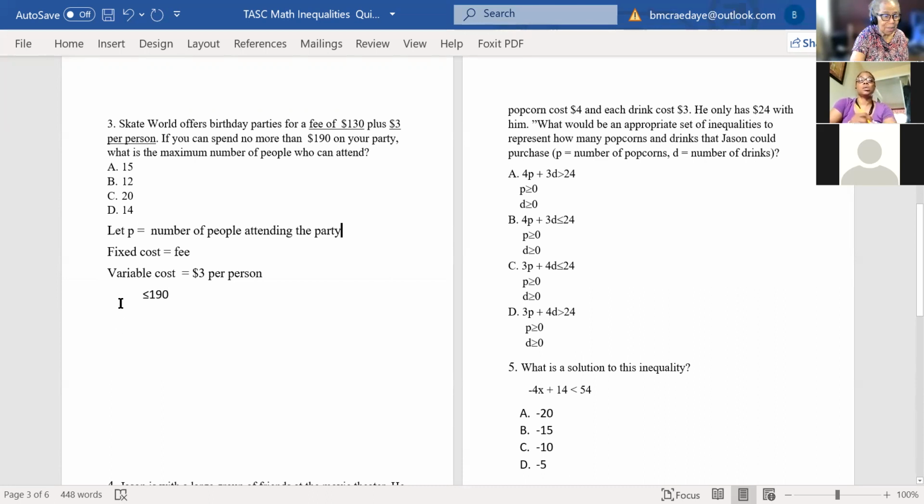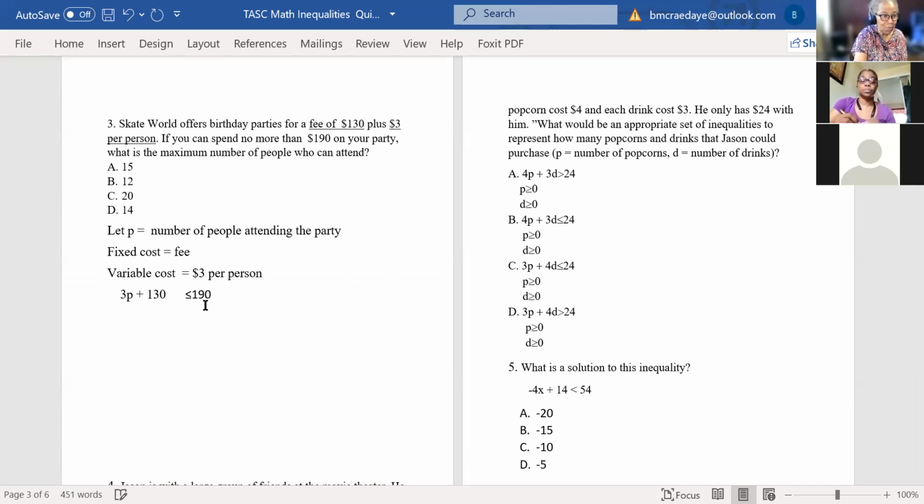$3 per person, and we're letting P represent the number of persons. 3 times P. That's it. Excellent. So this would be 3 times P, because it's $3 per person. And the fixed cost is what? 130. That's it, because that's the fee. So we add that to 130.